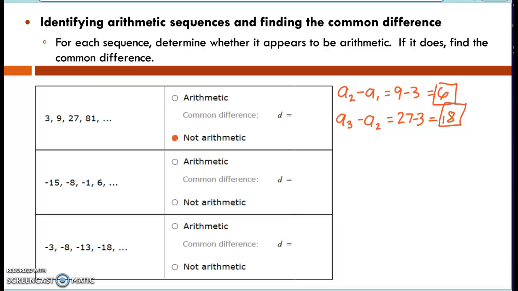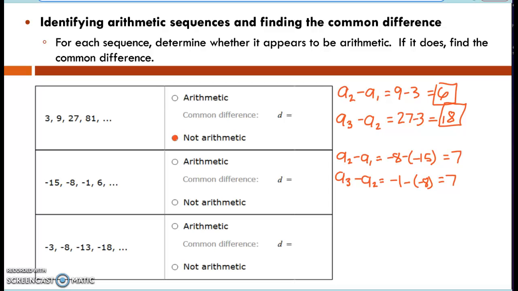Now, using that same concept, let's look at this sequence. A2 minus A1 equals negative 8 minus negative 15, which equals a positive 7. Term 3 minus term 2 equals negative 1 minus negative 8. So we end up adding 8 to negative 1, and we get 7.